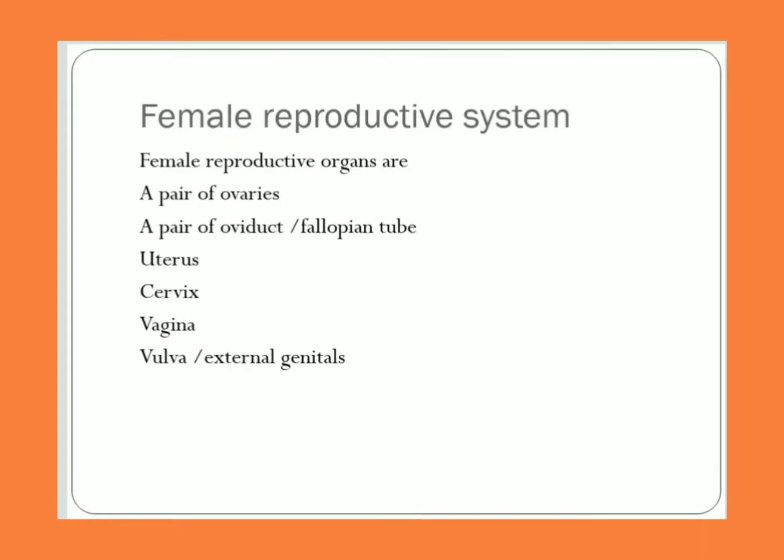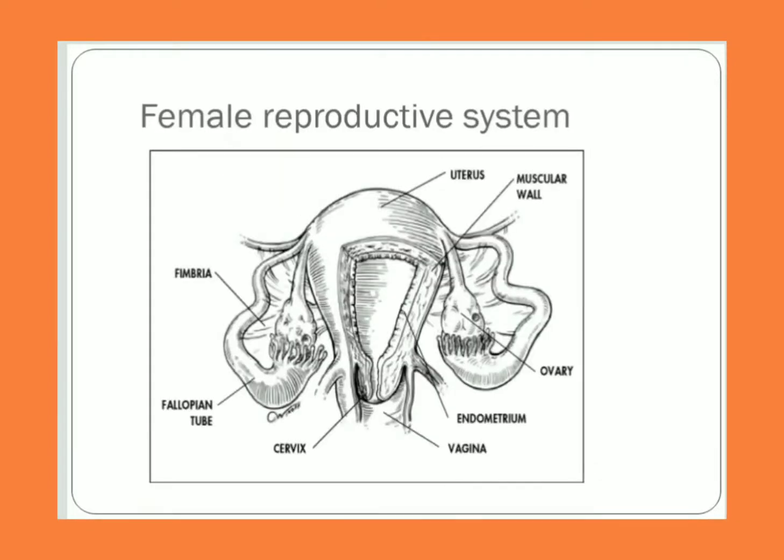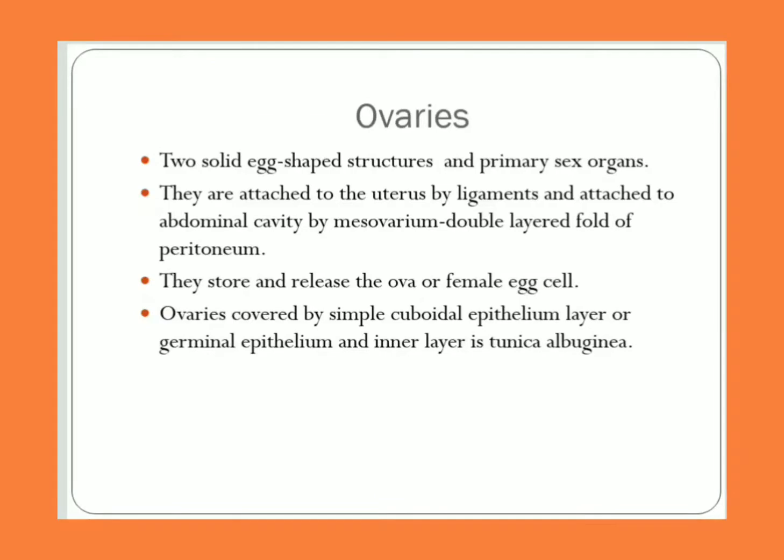First, a pair of ovaries and how they are present. Here in the diagram you can see the uterus, fallopian tubes as well as the ovary. So the ovary is connected to the fallopian tubes, and the cervix and vagina are present. Right, all these are forming. First, the ovaries: these are two solid egg-shaped structures and primary sexual organs. They're attached to the uterus by ligaments and attached to the abdominal cavity by the double folding of peritoneum, that is the meso-ovarium we are calling. They store and release the ova or female egg cell.